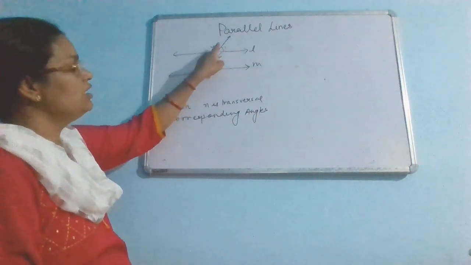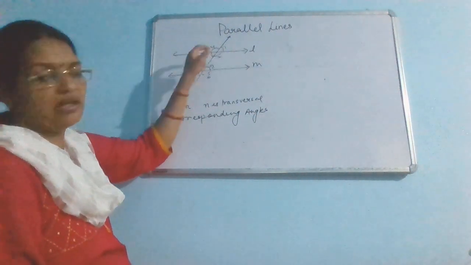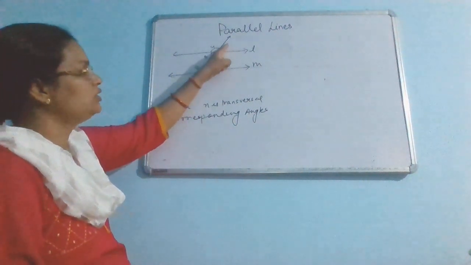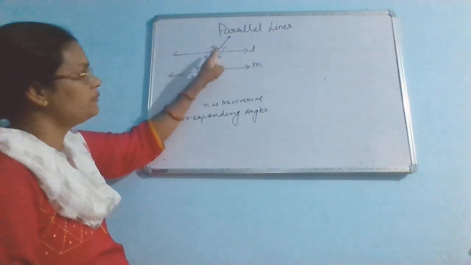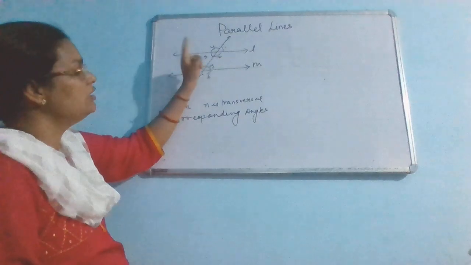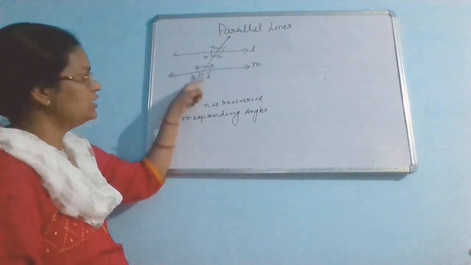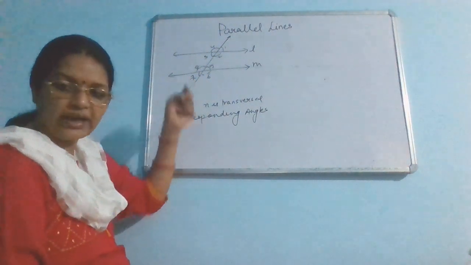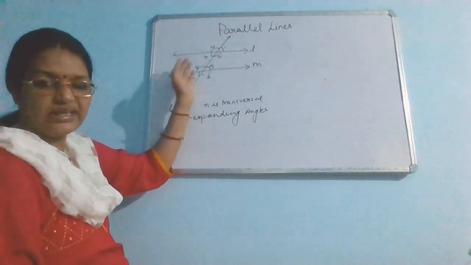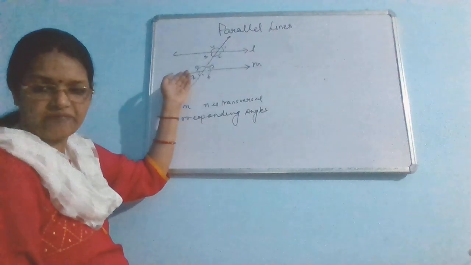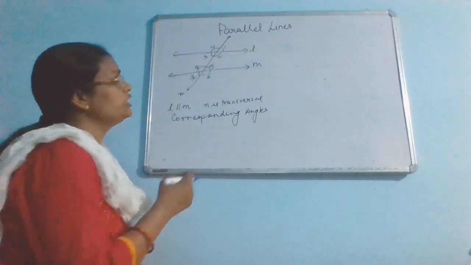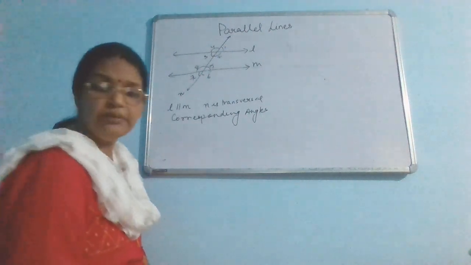You can see here at L there are four angles. One is on the right at the top, one on the left at the top, one on the right at the bottom, and one on the left at the bottom. Similarly, here also we have four angles, one on the right and one on the left at the top, one on the right and one on the left at the bottom.